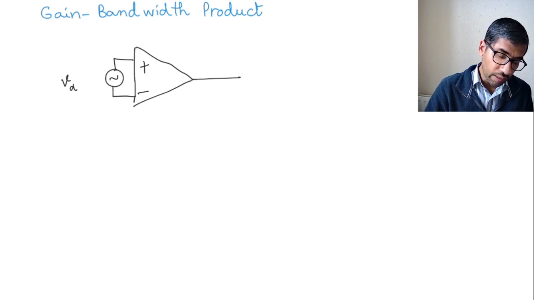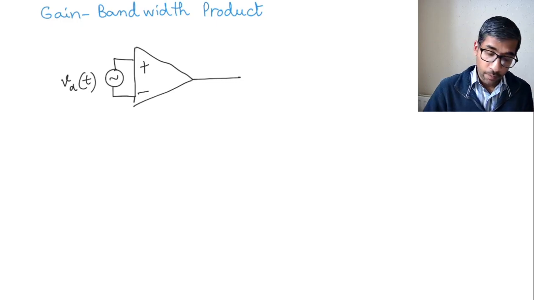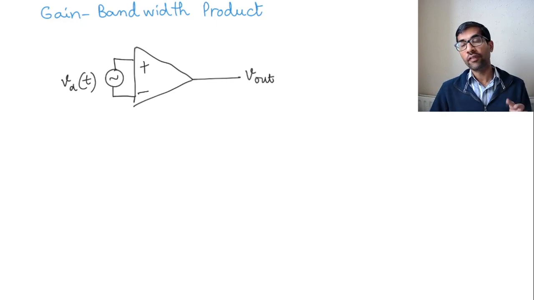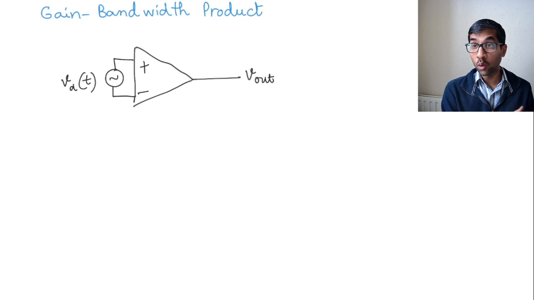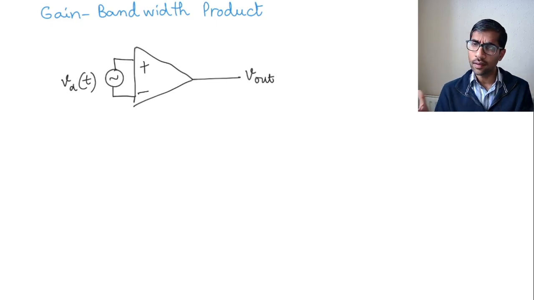And let's write the differential input to the op amp specifically as a function of time. Now the question is, what happens to the output? If the input changes very fast, does the gain of the output remain the same? So for a slowly changing signal and for a fast changing signal, does the gain change, or does it remain the same? Those are the kinds of questions that we want to ask.